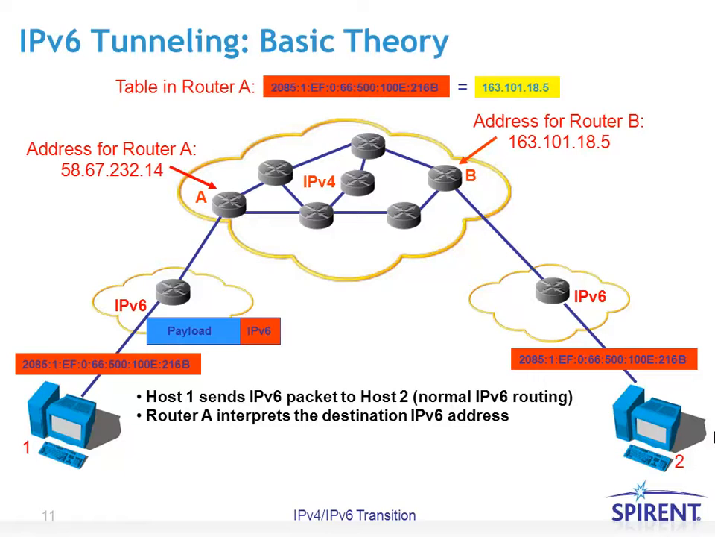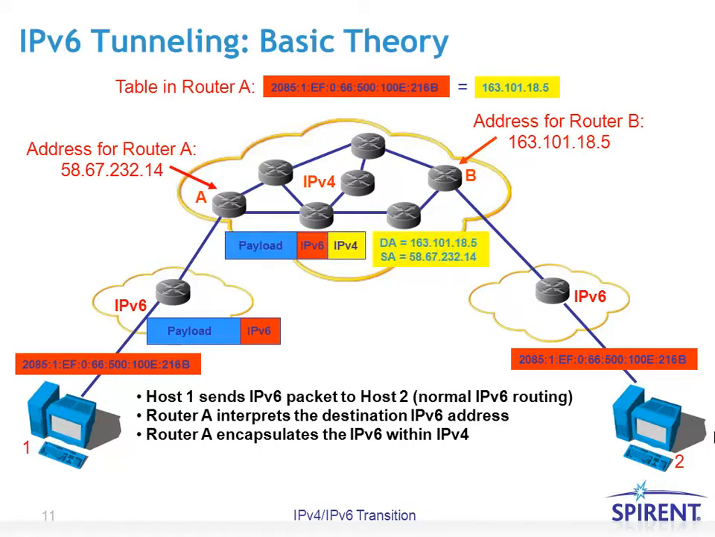So the table in router A says for that destination of host 2, use the tunnel endpoint of 163.101.18.5 and build that as a destination IP version 4 address once you encapsulate the IP version 6 packet in an IP version 4 packet. So router A encapsulates the IP version 6 within the IP version 4 packet. So now we have a packet where you have the original IP version 6 header and payload encapsulated inside of an IP version 4 packet, and notice the source and destination IP version 4 addresses are the tunnel endpoints of router A and B respectively.